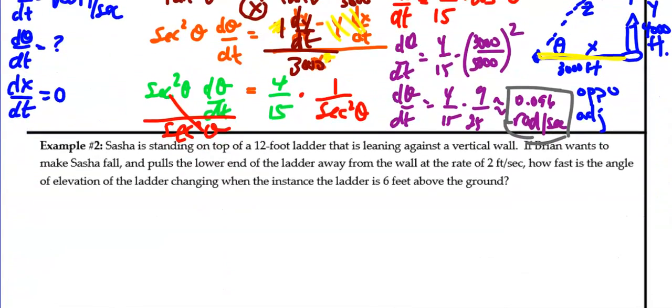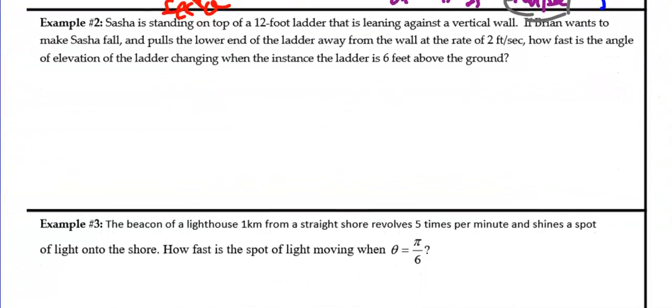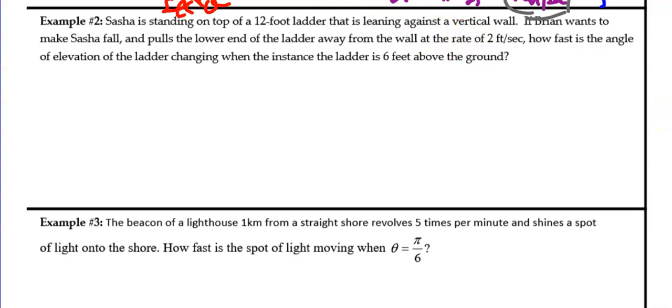All right, so let's look at the last example for this video, and it's the same old story we've done before. It just kind of solidifies what we've done with this problem. Just do another example of it. So Sasha is standing on top of a 12-foot ladder that's leaning against the vertical wall. So remember again, with related rates, we're always assuming that everything is perpendicular to the ground. Just so nice about that.